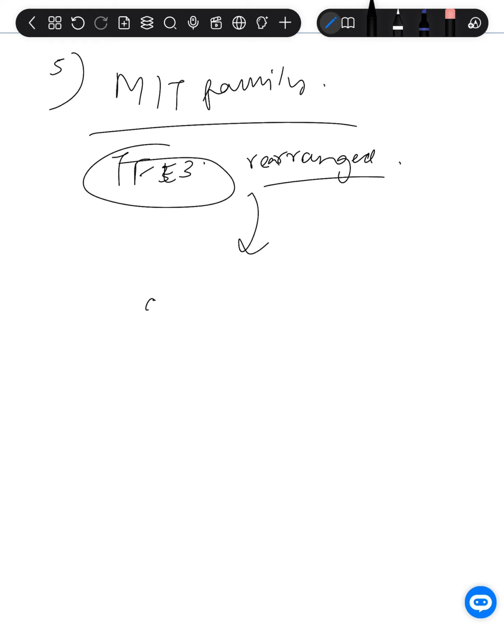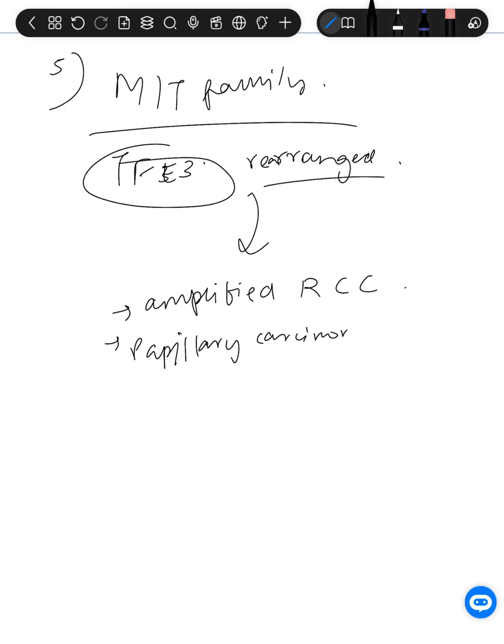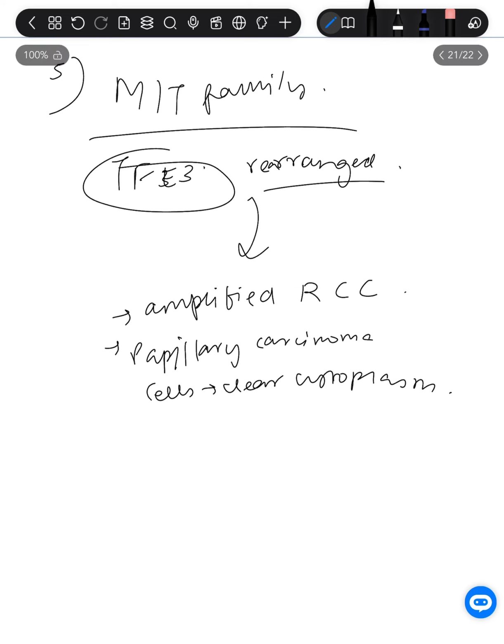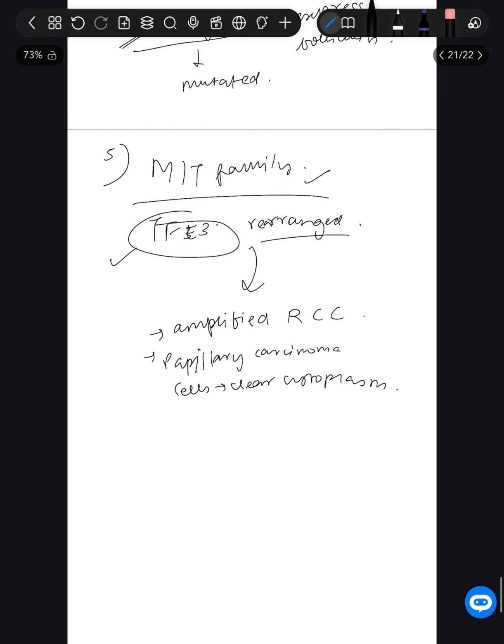this leads to amplified RCC. Okay, this leads to amplified RCC. What is amplified RCC? We will have a papillary carcinoma, but the cells will have a clear cytoplasm. Okay. We have the MIT family. In this the TFE3 gene is there, which leads to amplified RCC, which is papillary carcinoma, but the cells are having clear cytoplasm.